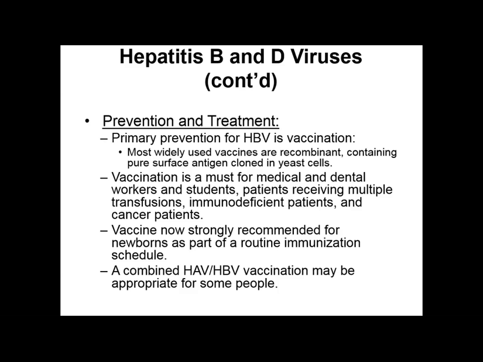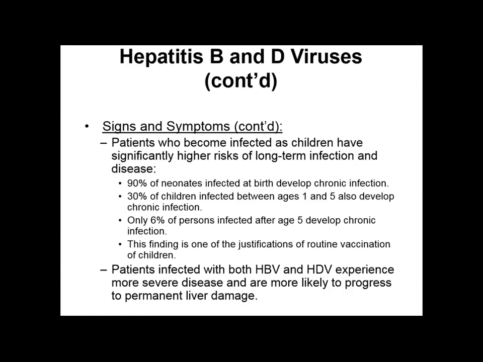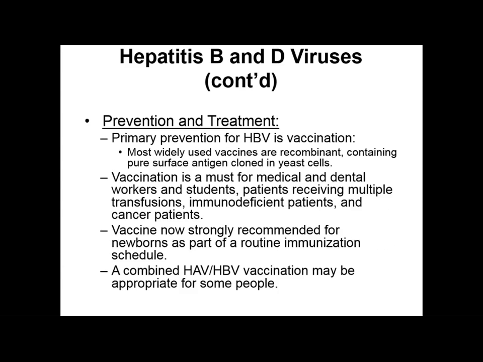This vaccine is now also being recommended for newborns as part of the routine immunization schedule. That's because if we can prevent that newborn from getting infected right away in life, they are much less likely to become a chronic carrier. The hepatitis A, hepatitis B combo vaccine is now found to be appropriate for some people as well, and it can reduce the amount of stress as we reduce the amount of needle sticks in that human's body.